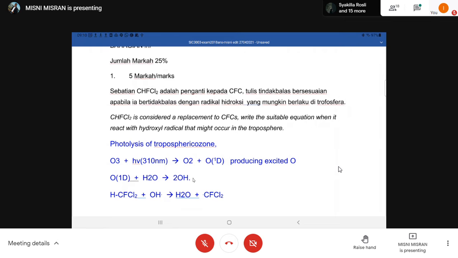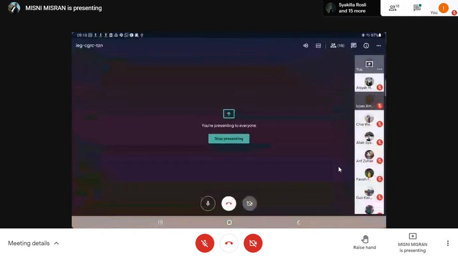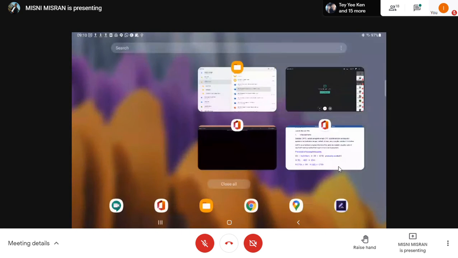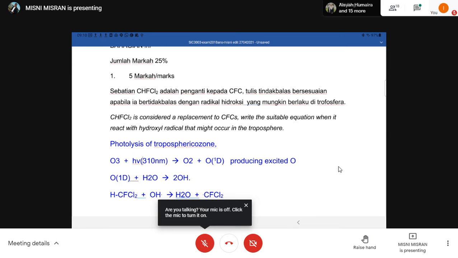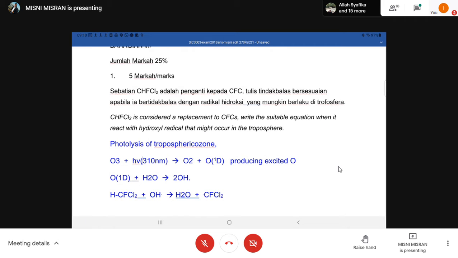Anybody coming? Just let me know. Can you see my slide? Yes. Okay, good. Because I'm just using one computer here, one tablet here. I'm not using any other gadget. So only one. So I don't see what's on the screen.